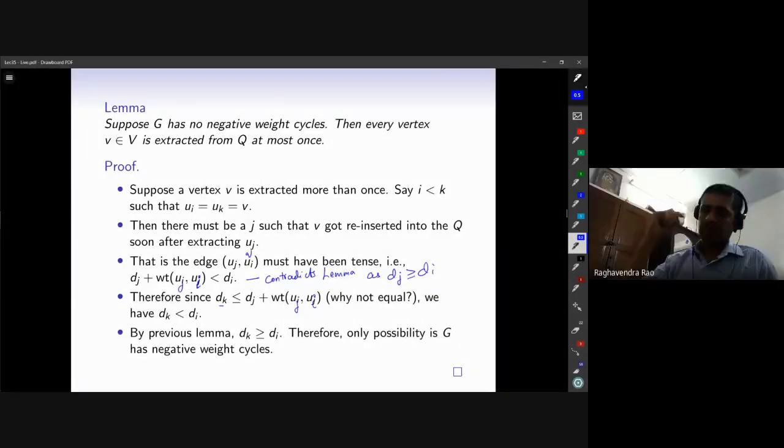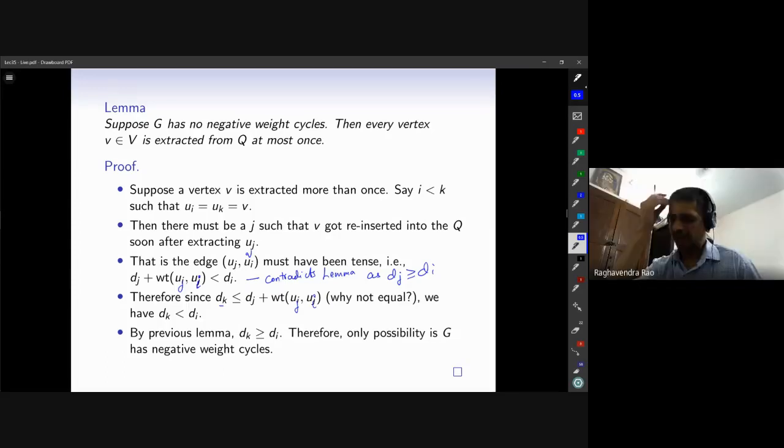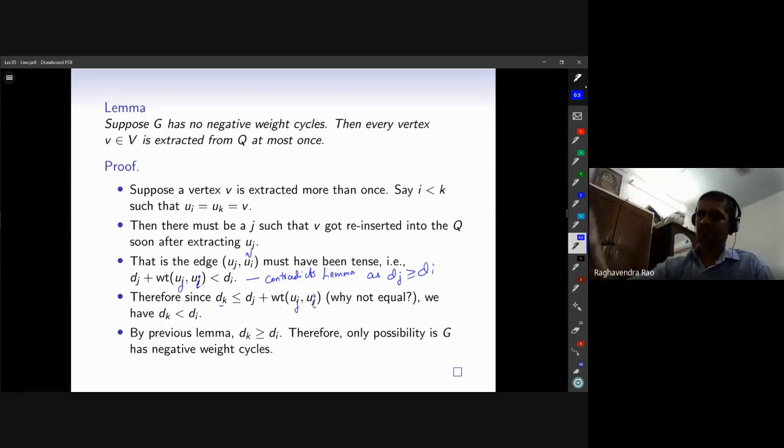Hello, sir. Yes. From the third step, it's neglecting negative edges as well, because we can have that edge as negative and it's possible it can be less than di. That's true. See, the only way this can be contradicted is if you have a negative weight cycle. So if there is no negative weight cycle, yeah, negative edge actually. That's true. If there is no negative weight cycle, this contradicts the lemma.